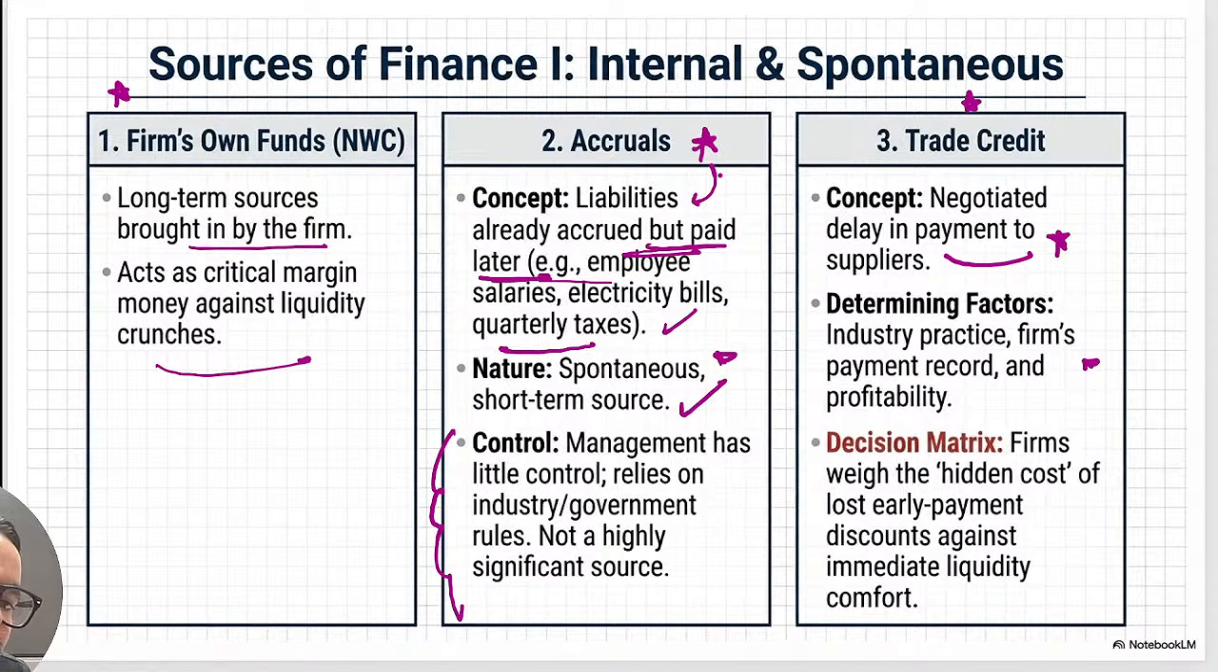The policies around these will affect the working capital. Let's say if you cannot defer the payments of the electricity bill or this, you will require more money. Or if there is a grace period, that will help you manage the other areas. So management has little control because it is decided by externals. It relies on industry and government, so not a highly significant source. But in some cases, let's say that bill can be deferred for 15 days even. So for 15 days you are getting a relaxation period.